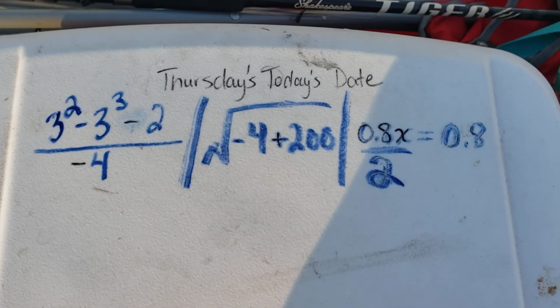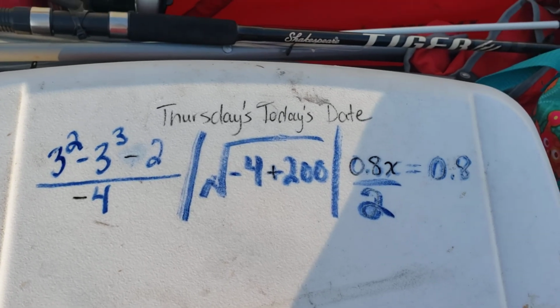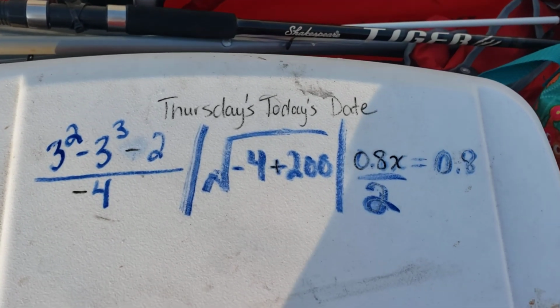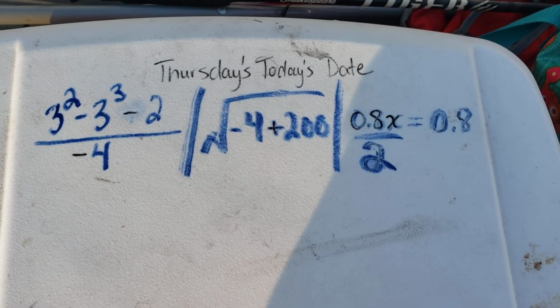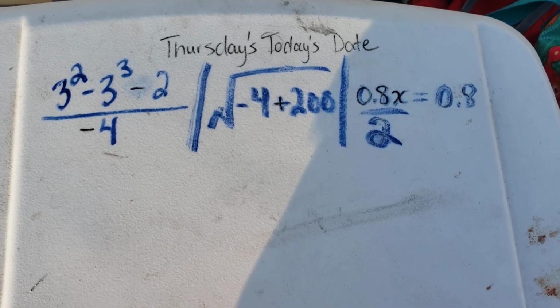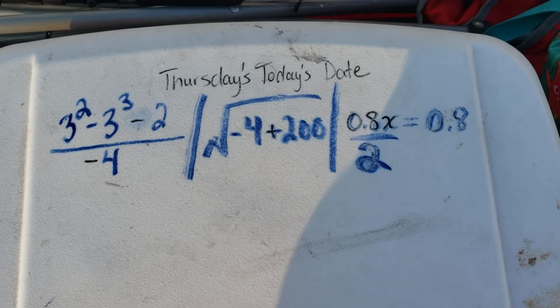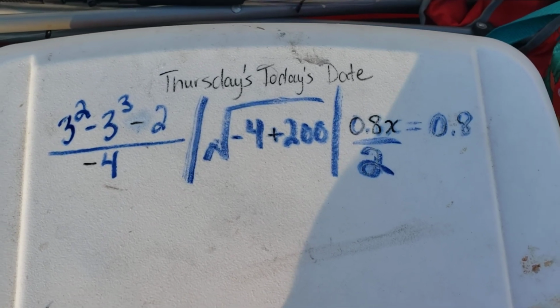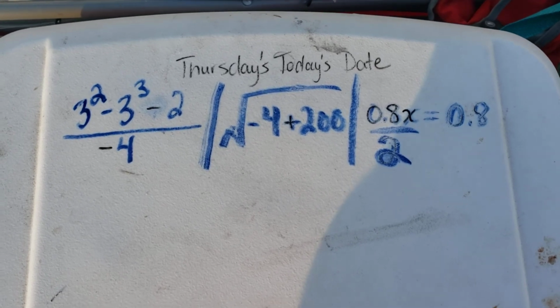For the month, we have 3 to the second minus 3 to the third minus 2, divided by -4. For our day, we have the square root of -4 plus 200. If you remember yesterday, this is similar to what we did. And then for the year, we have 0.8x divided by 2 equal to 0.8.